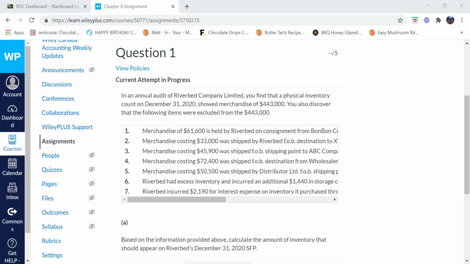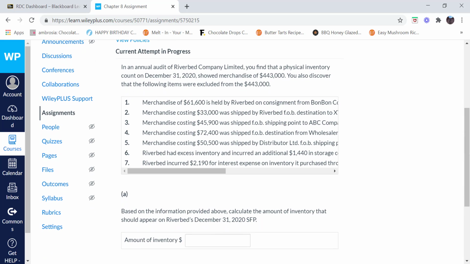So the first question, I think, is relatively straightforward. Basically it's saying we've done an inventory count. It shows we have merchandise of X dollars, in my example here, 443, and you also discovered that the following items were excluded from the 443. And then they give you a list of items that aren't included in the inventory. So basically you have to go through and say, should these be included in the inventory? If they should be, you need to add them. So you would never subtract anything because these aren't in there. But if it should be in, you're going to add it.